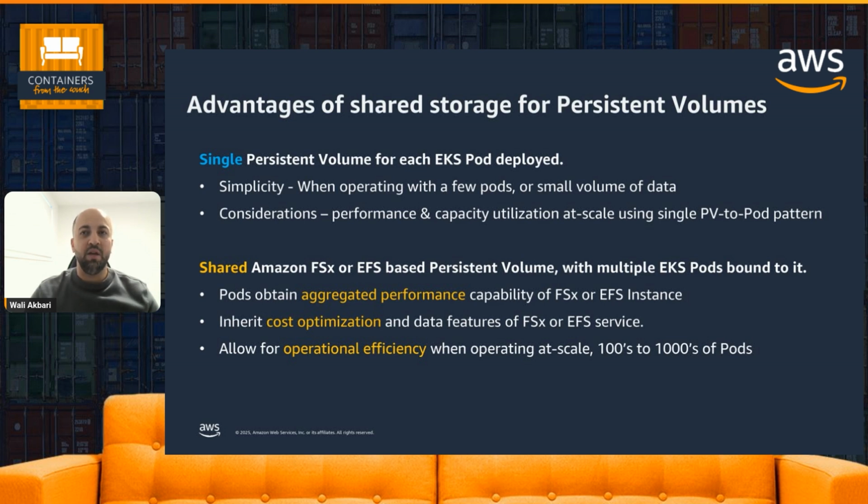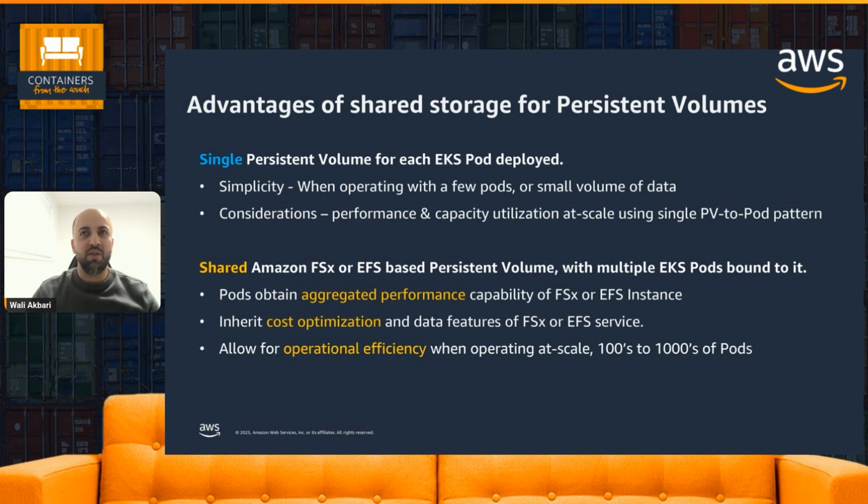What that means is you could spin up a very large FSx instance or a large EFS instance, and you get the aggregated performance of that entire instance for your hundreds or thousands of pods, versus creating little PVs and assigning them to each of the pods. Secondly, you would inherit the cost optimization capabilities of each of the services. For example, FSx and EFS have tiering capabilities. That's pretty awesome. A great way to save money when you're tiering down inactive data.